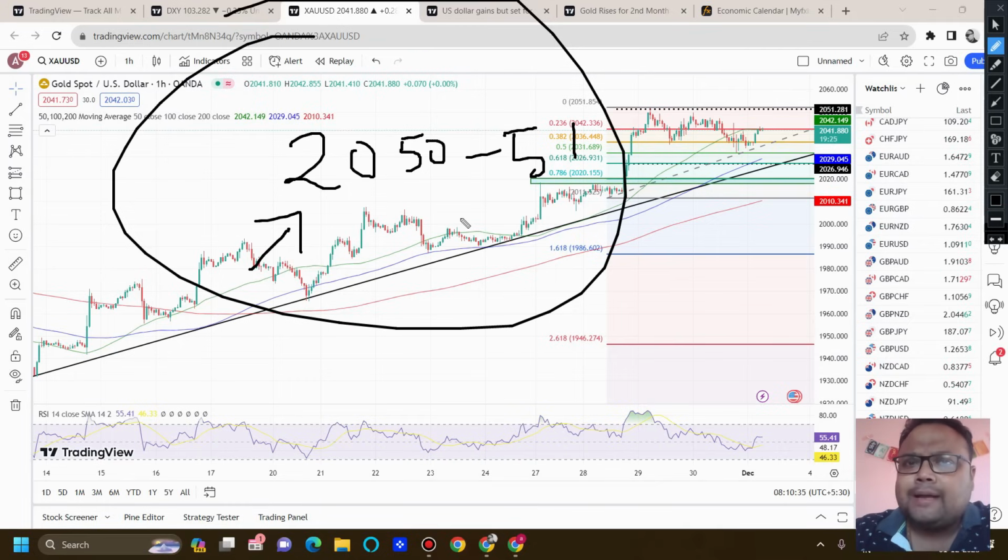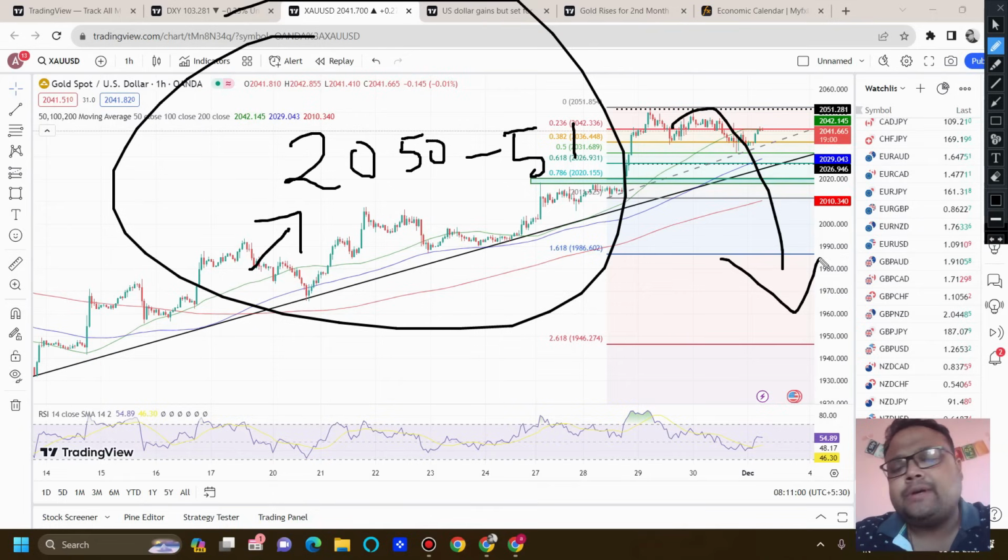We can look for a buy position, or we can initiate a buy position above this level again. So if you're a swing trader or a position trader, and you already have a buy on gold, then I'll say be on the trade. No need to exit the market right now, because we still don't have any structural change in the market. And if we try to understand the market sentiment, we can still see it is very much bullish. So as a result, further upside is very much possible.